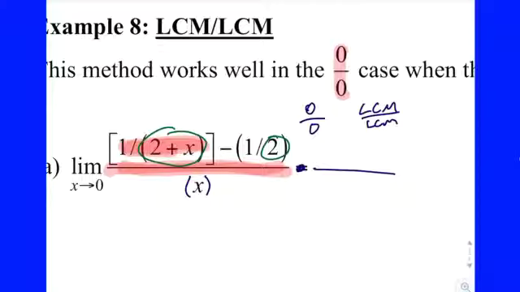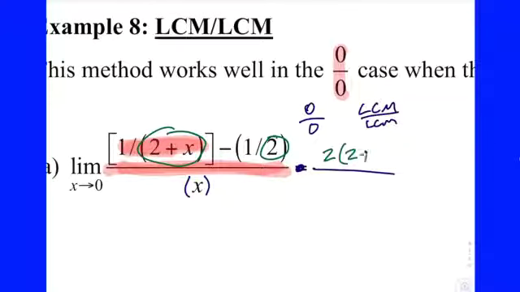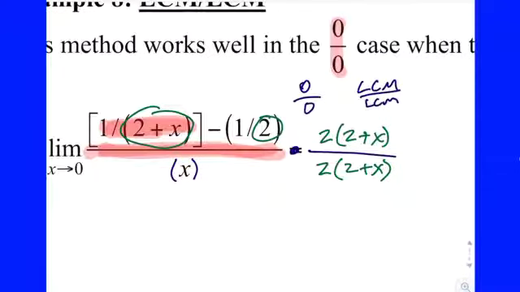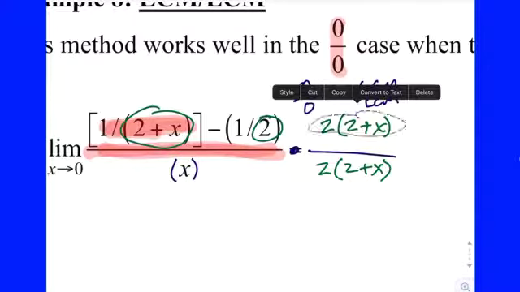If they're co-prime, if they have nothing in common, it's typically their product. So that would be 2 times 2 plus x over 2 times 2 plus x. When in doubt, you can use their product. It may not give you the least common multiple, but it'll always give you a common multiple.